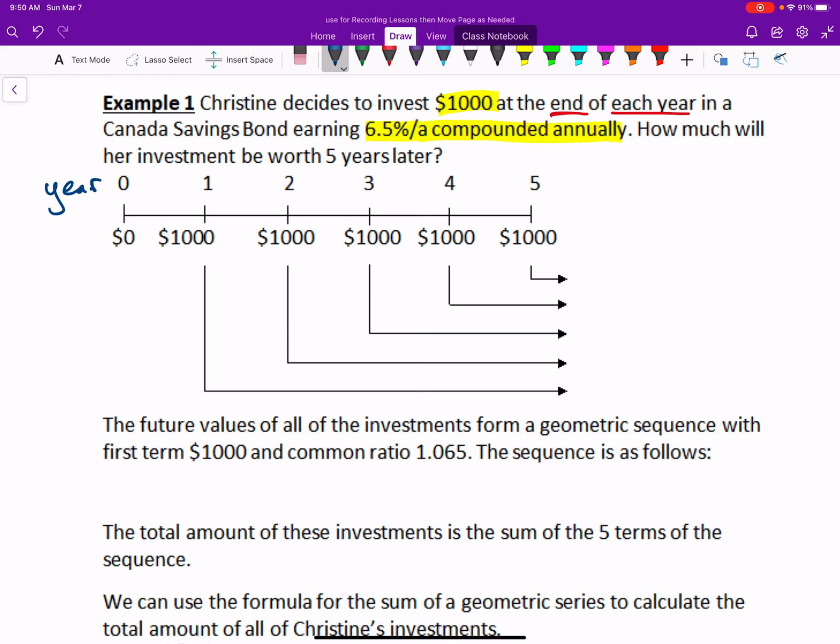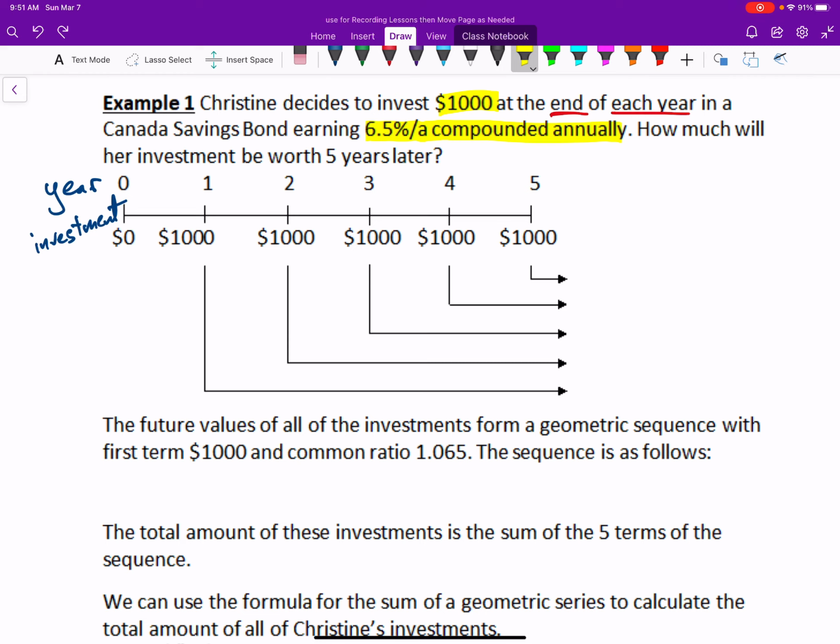And then there's the investment, right? How much is being invested and when. So December 31st this year, nothing. But 1 year from now, she's going to put $1,000 in. And 2 years from now, she'll put another $1,000 in. And then another, and then another. And then she'll put another $1,000 in 5 years from now. And she wants to know how much her investment is worth at that time. Well, hopefully it'll be worth at least $5,000 because she's put 5 times $1,000 in. But it should be worth more than $5,000 because each of these $1,000 will be earning interest.